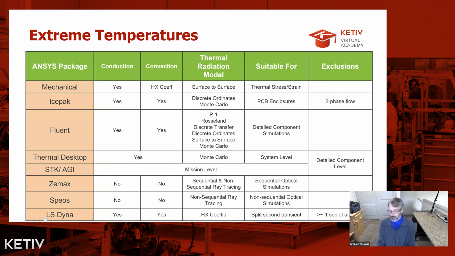In particular, Mechanical is a little bit limited. It has a surface-to-surface radiation model, which is a little less accurate than the Monte Carlo or some of these other thermal radiation models within Fluent. And if we want to get really accurate, we should probably jump to an optical ray tracing model to do very detailed ray tracing, either in Zemax or SPEOS, depending on whether you're looking at sequential optical simulations, where the light is going through a particular device, lens surface to lens surface, or something non-sequential, where I just want to see how light bounces off surfaces and what the output is through that design.